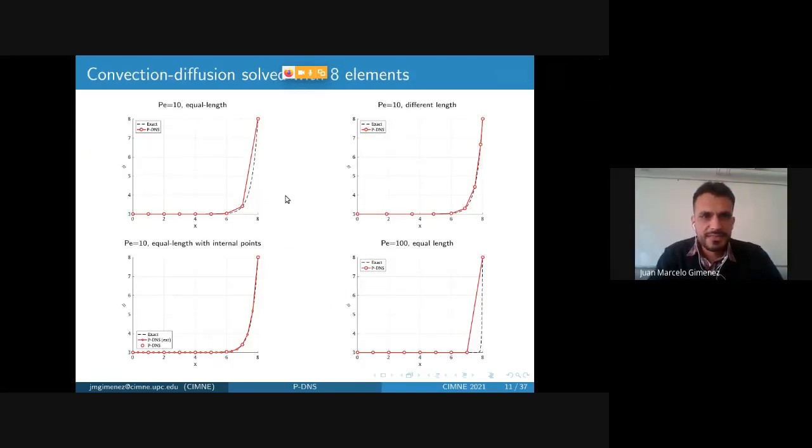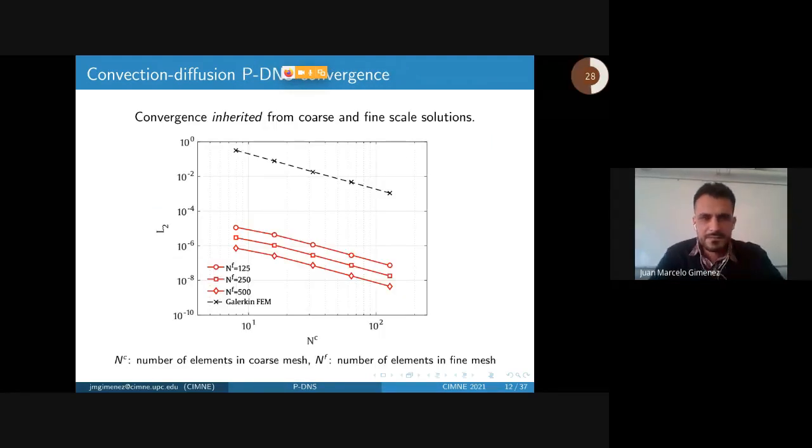Well, we test this convection diffusion approach using pseudo-DNS in a problem with a high Peclet number with a coarse mesh. The same problem that I showed you at the beginning of the presentation. The solutions are very good for different Peclet numbers, for different refinements of the coarse mesh, not just for uniform sizes. This figure maybe synthesizes very well the solution obtained.